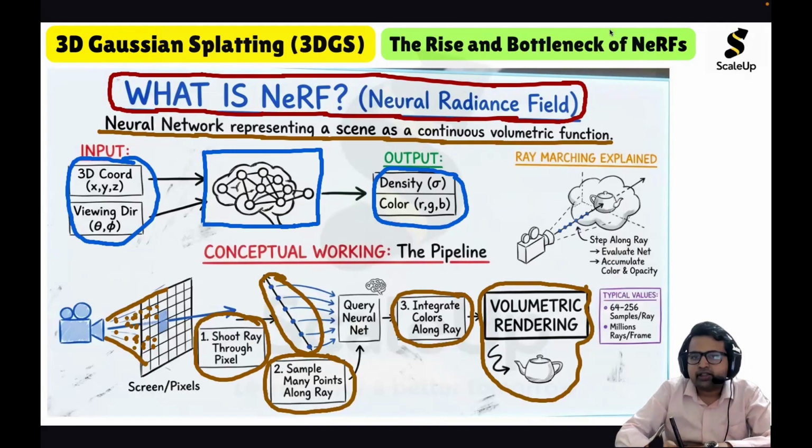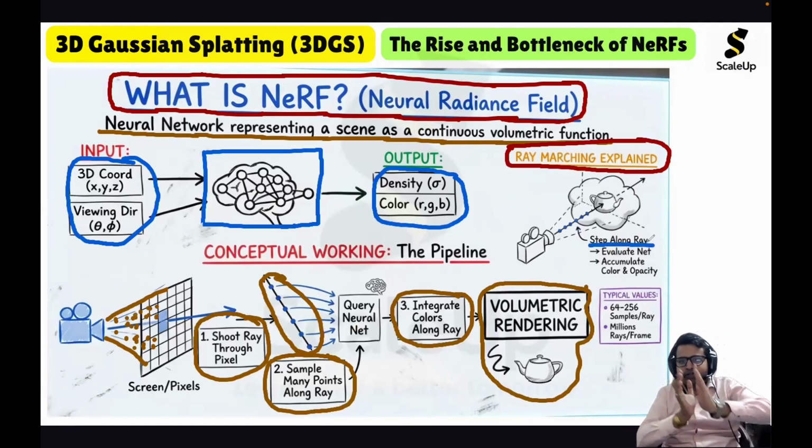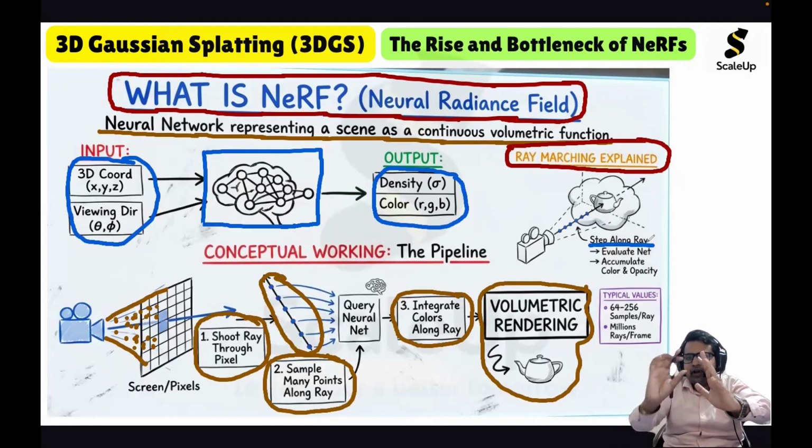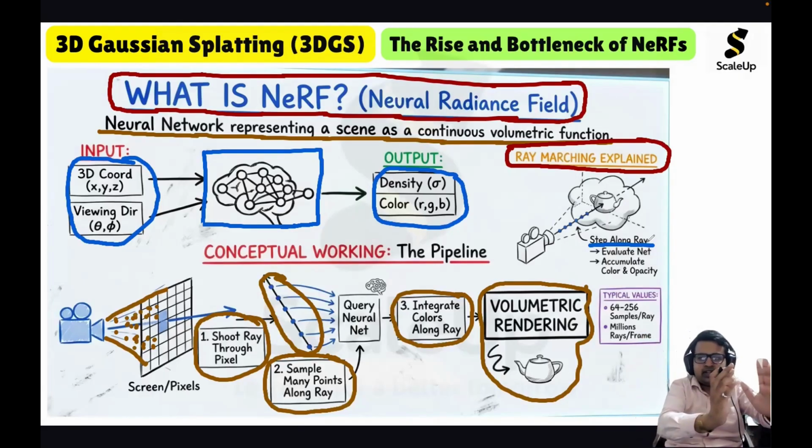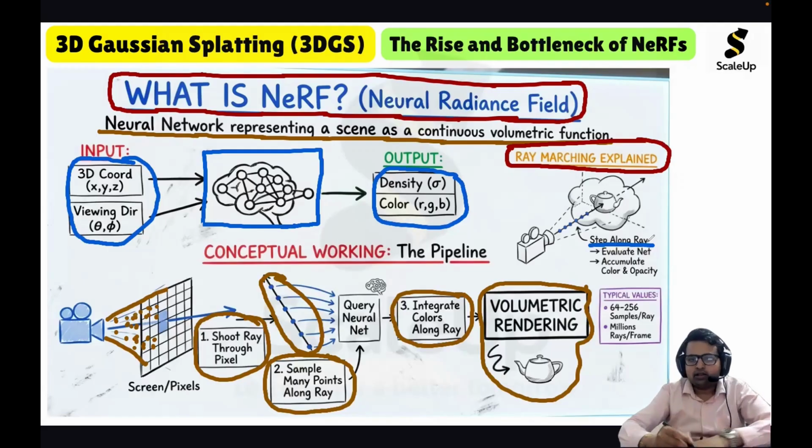Now in neural radiance field, this ray marching plays a very important role. Ray marching means we will step along the ray, like we will keep on updating the ray. Like the camera is focusing at an angle, then we will render that, then we will change the angle, like we'll keep on stepping the angle. So step along the ray. So that is ray marching.